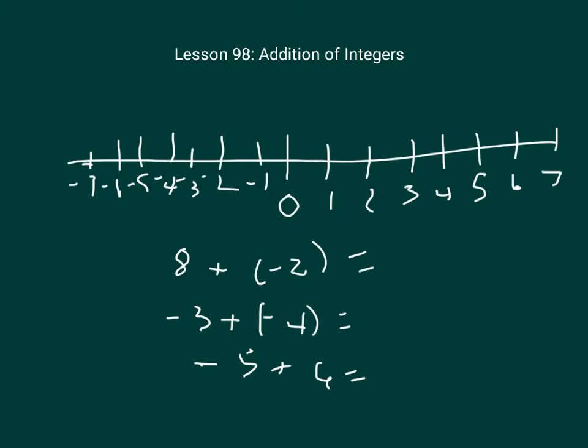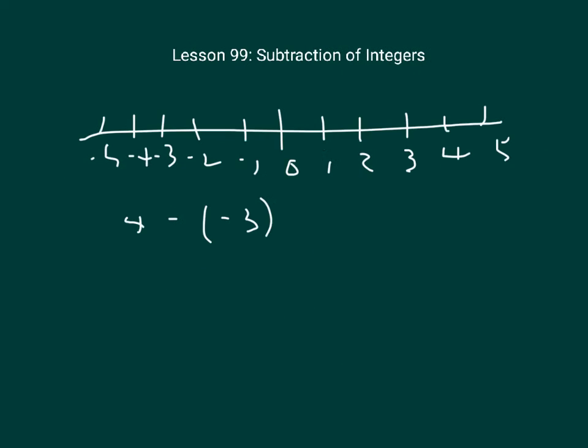So what we do when we use a number line is start at the first number that we're adding. So in this problem, we'll start at 8. Here we'll start at negative 3. Here we'll start at negative 5. And we're going to count our way to the answer. And so once we locate the first addend, and it's all addition.